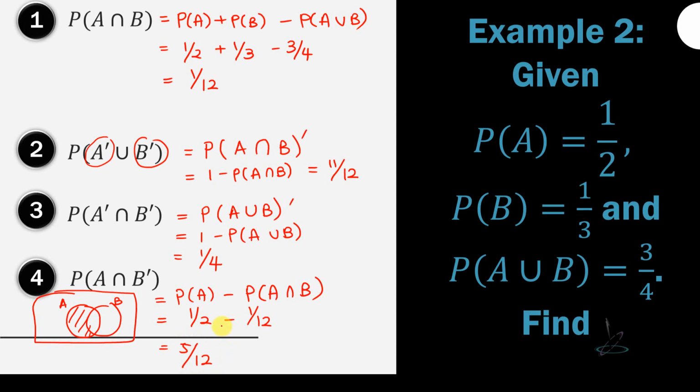Okay, so that's all for the second part. So let us move on to the third part.